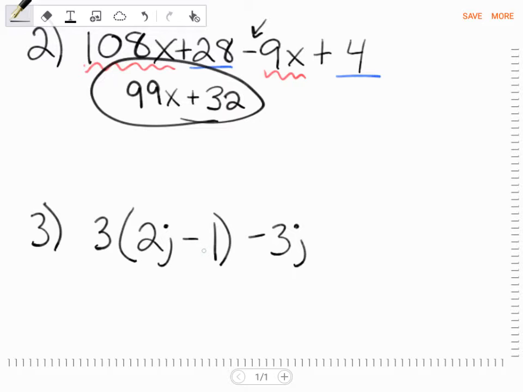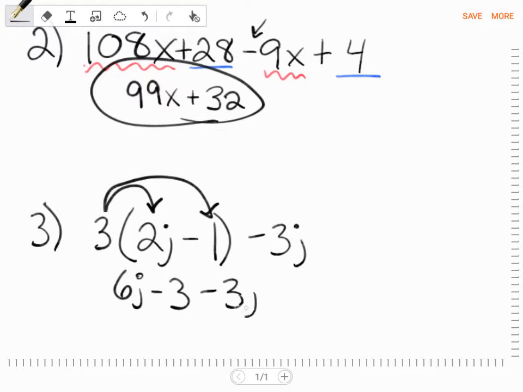So what we got to do is figure out how to get rid of these parentheses, and that's where our distributive property comes in handy. This 3 is being multiplied by this set of parentheses. So to help clean this up, we're going to distribute the 3 to each of these numbers inside the parentheses. We're going to do 3 times the 2j gives me 6j's. 3 times the 1 gives me 3. And then I've got this lovely minus 3j outside.